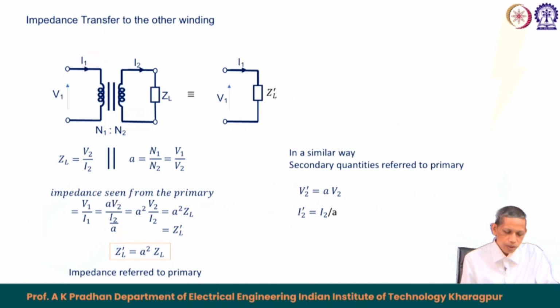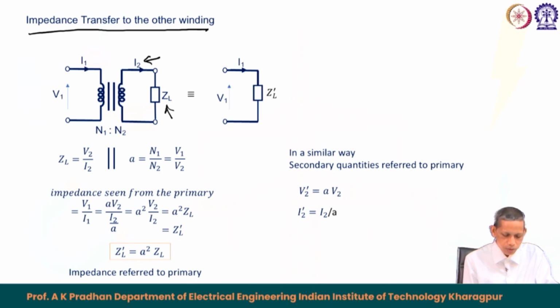Now, the second point on the loading condition of the ideal transformer, we will discuss impedance transfer to the other winding. Let us say an impedance ZL is connected to the secondary winding and in this case a current I2 flows and the corresponding I1 will flow in the primary balancing the ampere-turns, N1 I1 equals N2 I2.